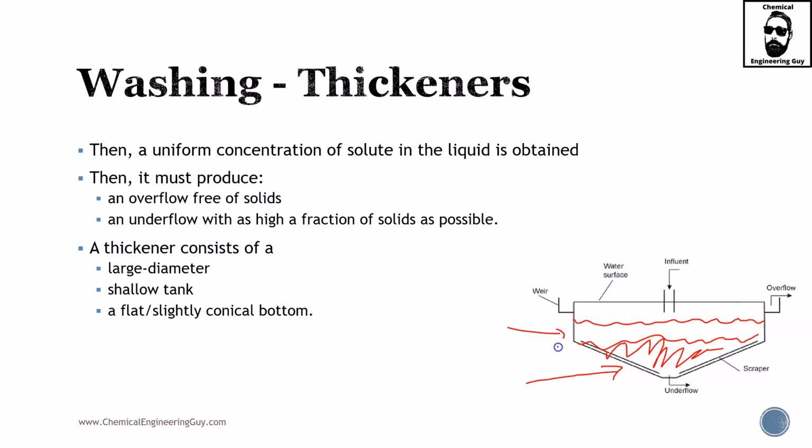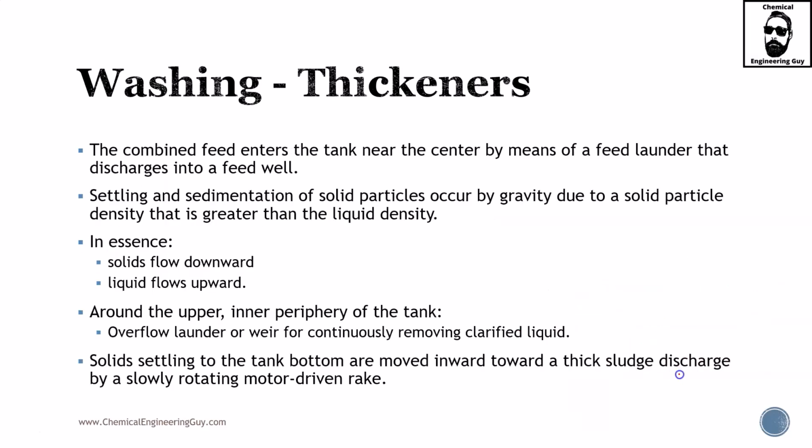A thickener consists of a large diameter vessel or tank. Here we go. So this is actually a circle. Shallow tank. It doesn't necessarily have to be a very deep tank. And flat, slightly conical bottom. This is to force the solids to eventually form here and flow towards the underflow. The combined feed enters the tank near the center by means of a feed launder that discharges into a feed well.